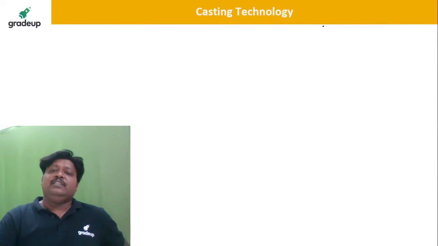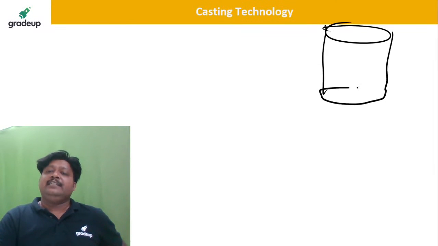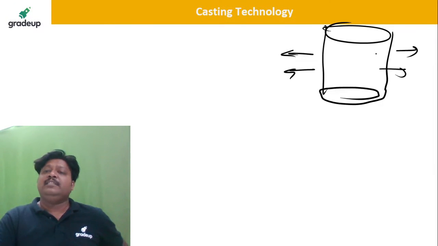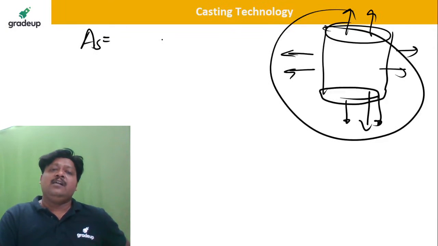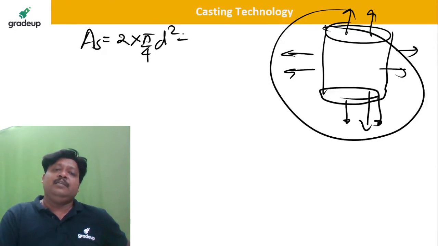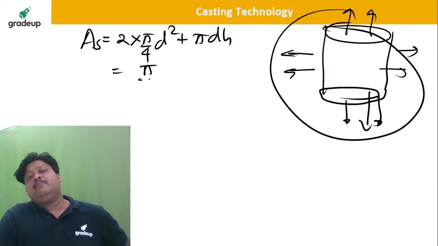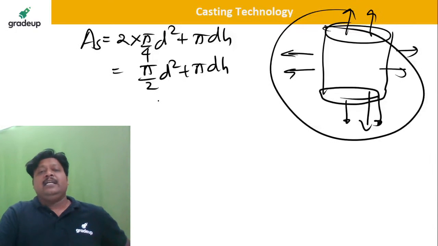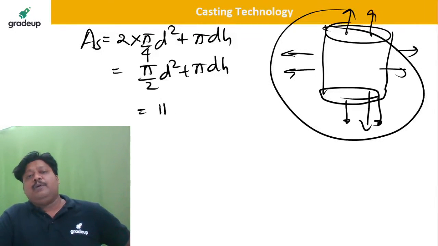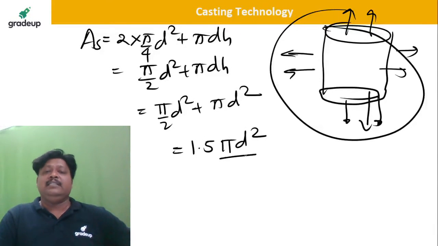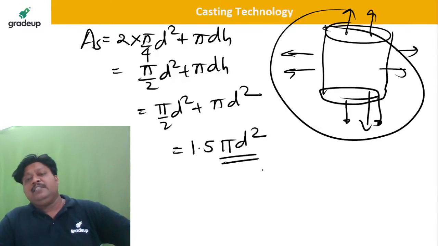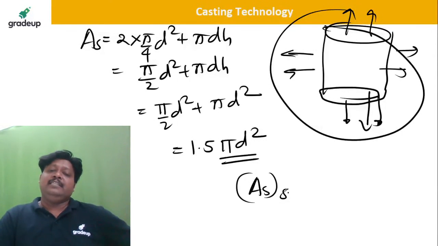So tell me the surface. During the solidification for the cylindrical casting, you should take the surface area from here, heat is going to be rejected from here and from here. So what is surface area for the cylindrical shape casting? 2 times pi by 4 d square plus pi dh. So that will be pi by 2 d square plus pi dh. And the diameter and height are same, they are saying. So pi by 2 d square plus pi d into d, that is d square. So it will be 1.5 pi d square, isn't it? This is the surface area for the cylinder. And surface area for the sphere is how much? It is 4 pi r square, isn't it?